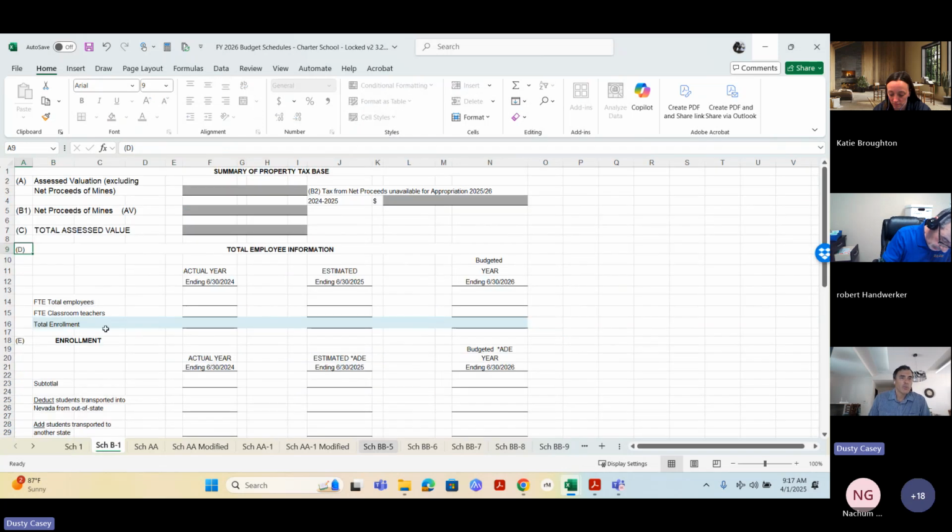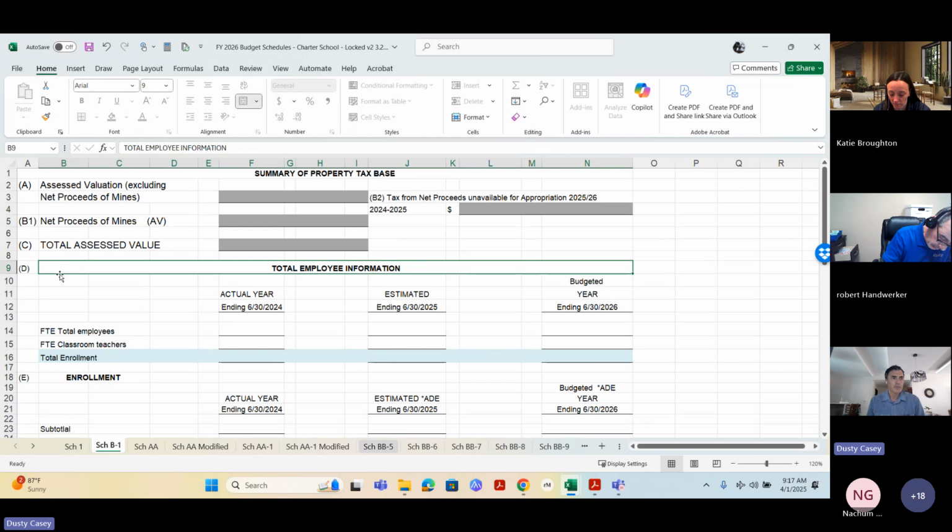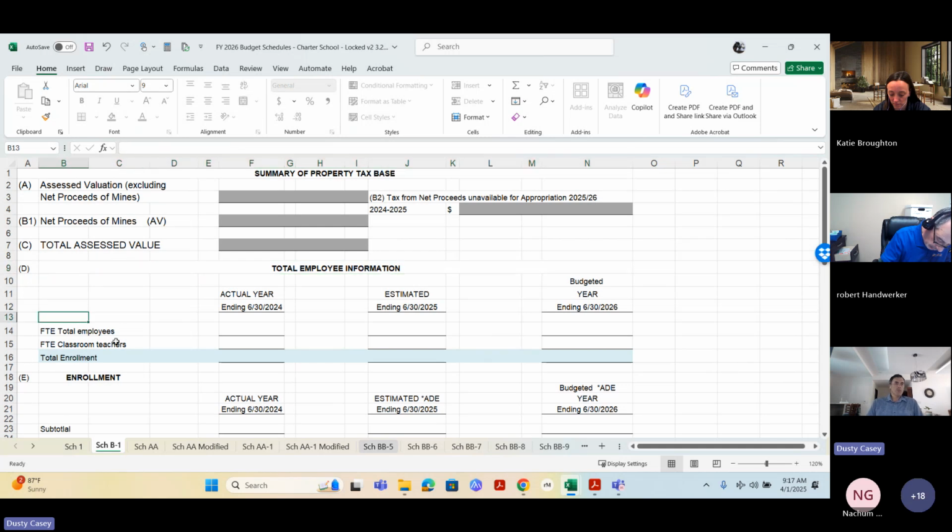So let's go to schedule B1. If I need to blow any of these up, someone just speak up and let me know if I need to zoom in on them a little bit. Okay, B1, this tab is new as well. It's different than the old budget tab.